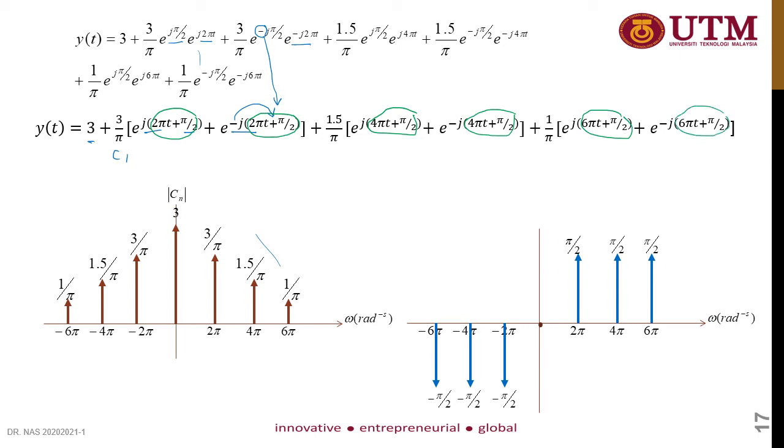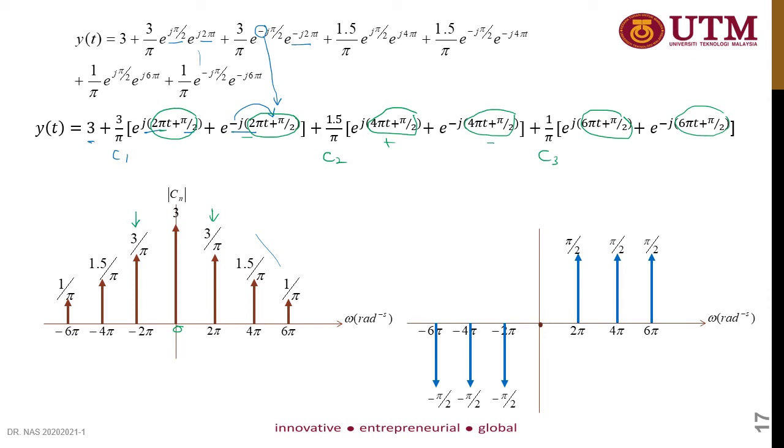Okay, so same goes to when n equals 2 and 3, this is for C2 and this is for C3, both positive and negative frequencies. Lastly, you can plot the amplitude spectrum and phase spectrum. The first one is C0, where the amplitude is 3. For C1 at a frequency of 2 pi, the magnitude is 3 over pi. At positive frequency and at negative frequency, it has the same magnitude.